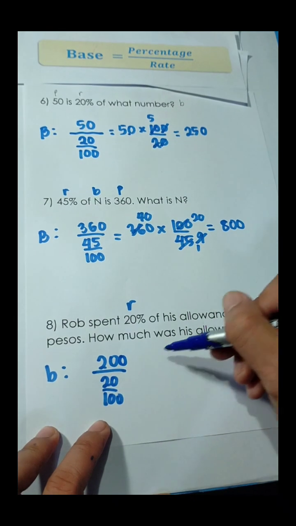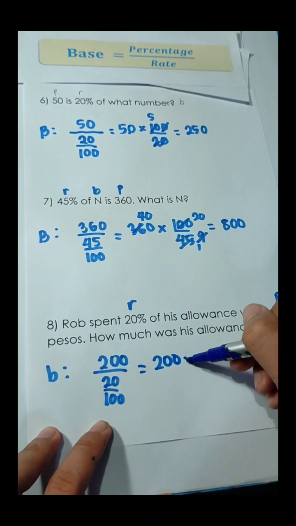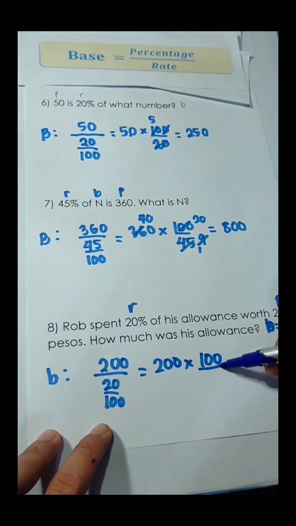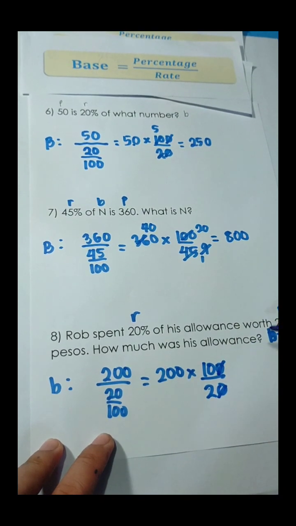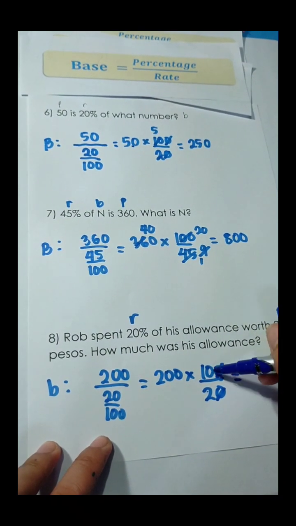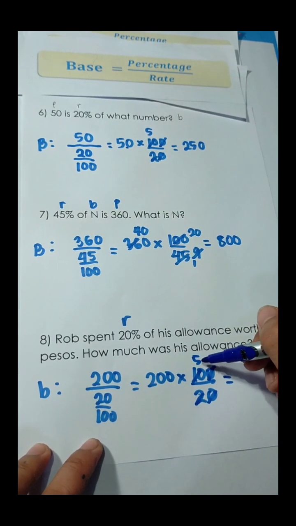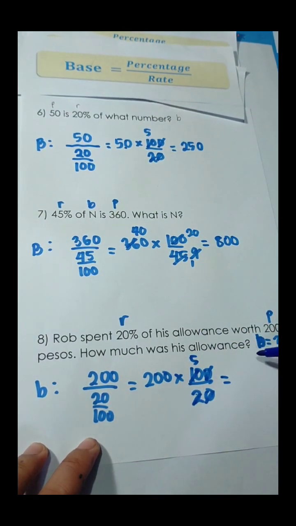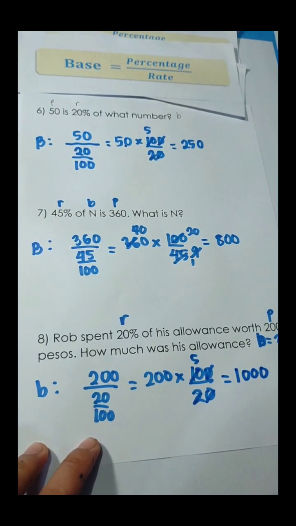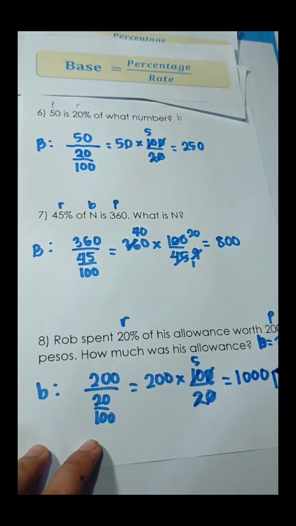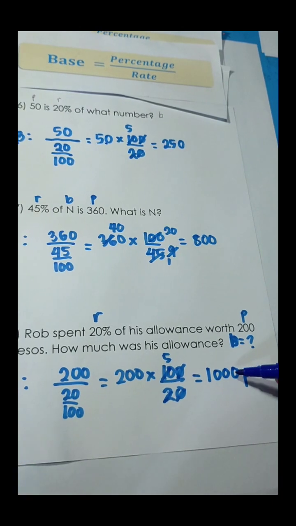200. Take the reciprocal. Pair the zeros. 10 divided by 2 is 5. 5 times 200 is 1,000 pesos. So this is his allowance, which is the base number.